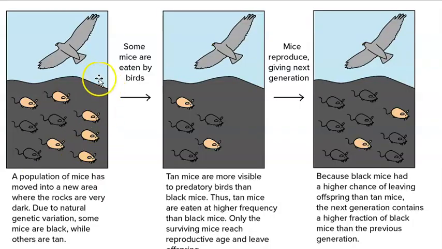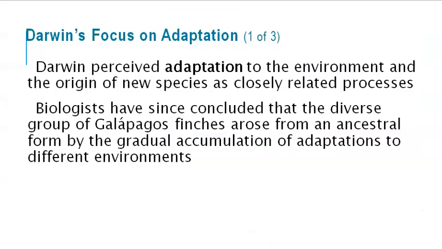It's similar to this. And there's a wonderful video I'll probably show you in class about this done by HHMI, but you can see here a population of mice moved to a new area where the rocks are very dark. Due to natural selection, the tan ones are easily seen by predators. And then the ones that survive pass those traits on. You can see how the population gradually changes to the environment.